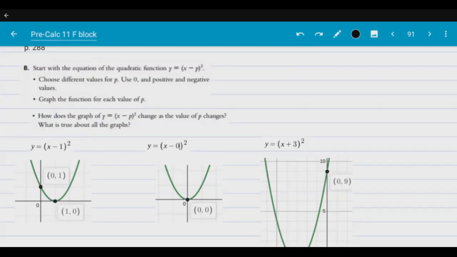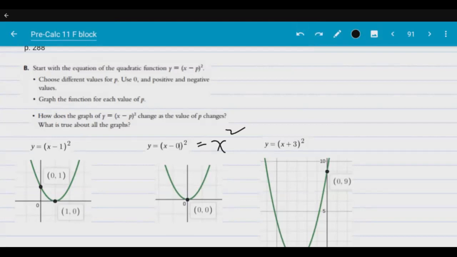I did x minus 0, so I just put in a 0. Well, obviously, this one is just y equals x squared, all right? And this is the original graph. Now, again, that's the parent graph.